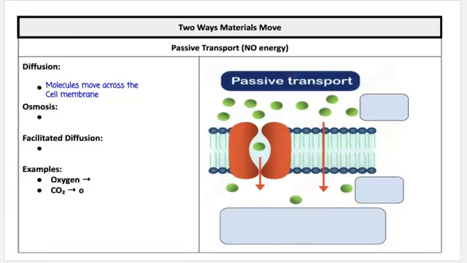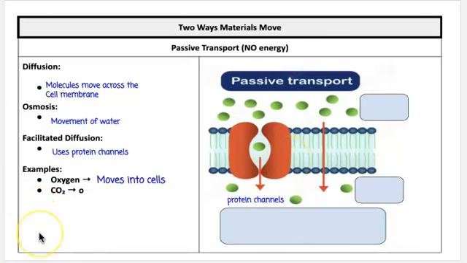There are three types. There is diffusion, which is just molecules spreading out. Osmosis, which specifically talks about the movement of water from high concentration to low concentration. And then facilitated diffusion, where molecules move using protein channels, and that's this red thing over here, to help them move. For example, oxygen moves into cells and carbon dioxide moves out of cells.